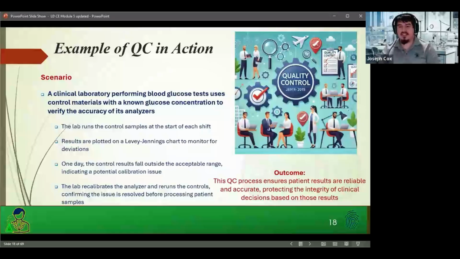An important thing is the start of the shift. The start of the shift is when they run their QC. That means they run their QC before they run any patient samples for that day. If their QC passes, then they can run patient samples. Because the QC did not pass, they needed to recalibrate and rerun controls to show that the QC passed. You cannot test patient samples with a failing QC. This is important for a clinical setting.